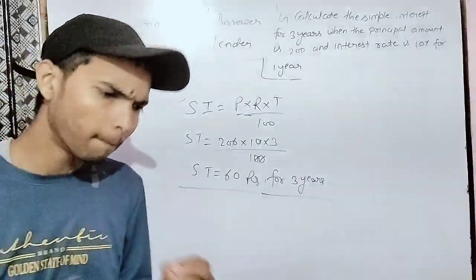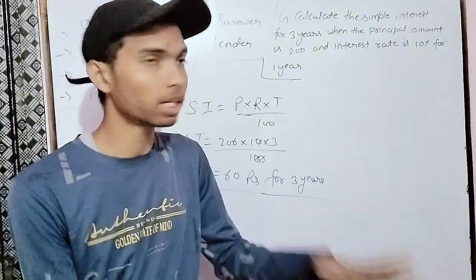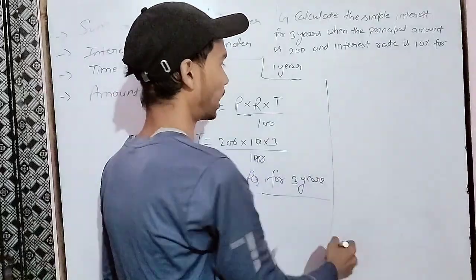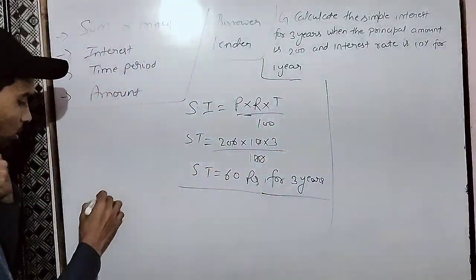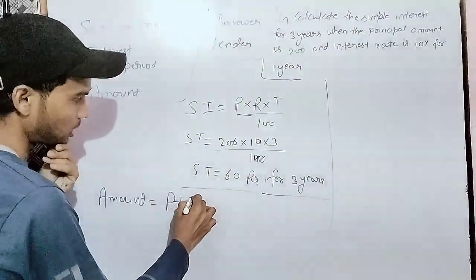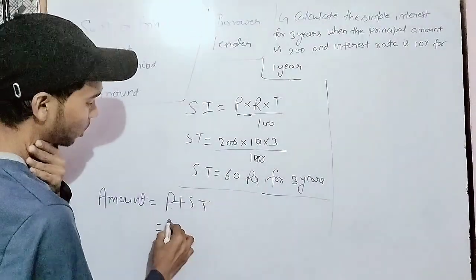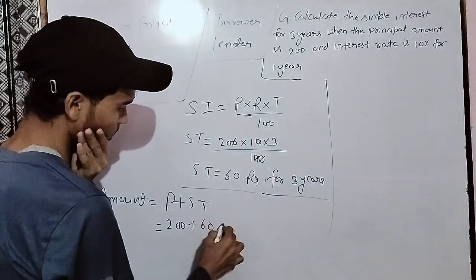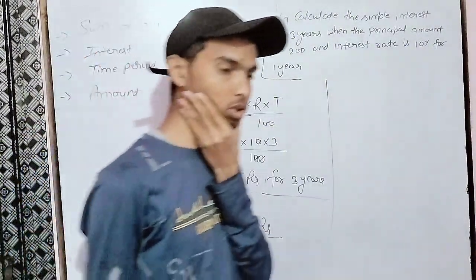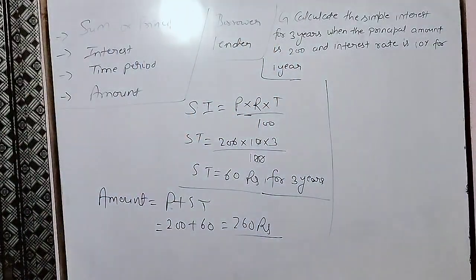How much money will be paid after 3 years at the rate of 10%? This is only interest. This is only interest, and then there is the principal amount. So the total amount is how much? The amount is principal plus simple interest. The principal is 200 and the simple interest is 60. How much will be paid? 260 rupees. This is the total which will be paid to the lender. Okay, clear? To the lender.